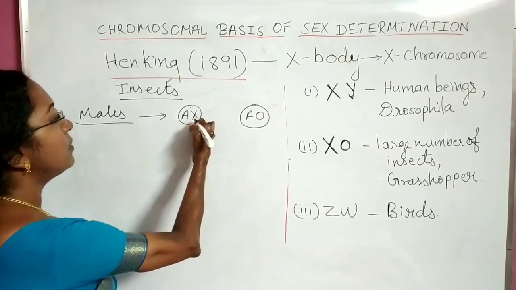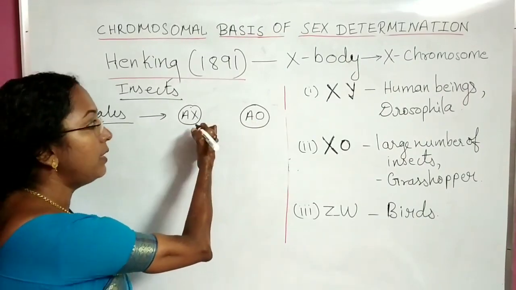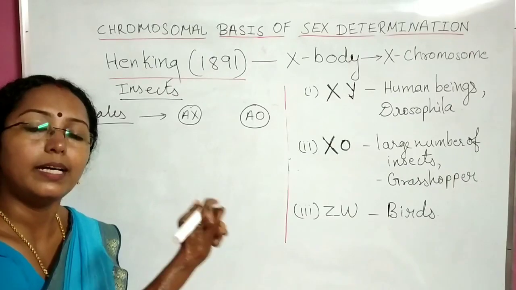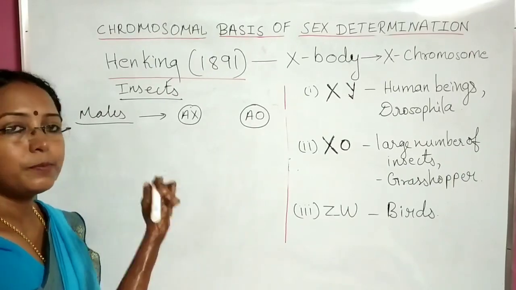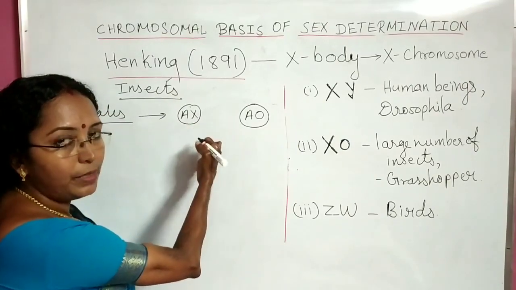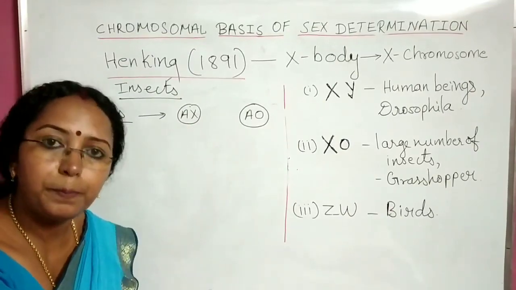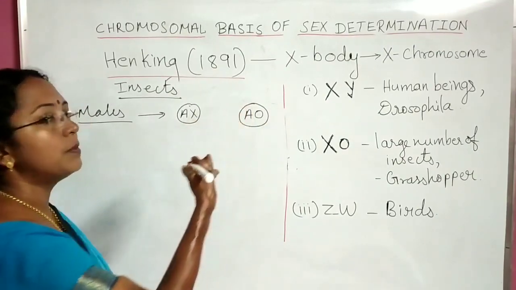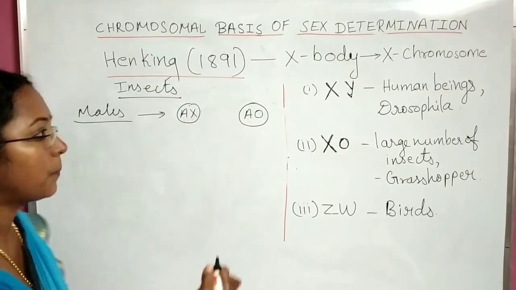So males are producing two types of gametes. One with X chromosome, another without that X chromosome. This is what Henking has observed. During spermatogenesis, some sperms, some gametes here. Males produce gametes. Male gametes are called sperms. So some sperms have this X chromosome. Other sperms, they don't have the X chromosome.